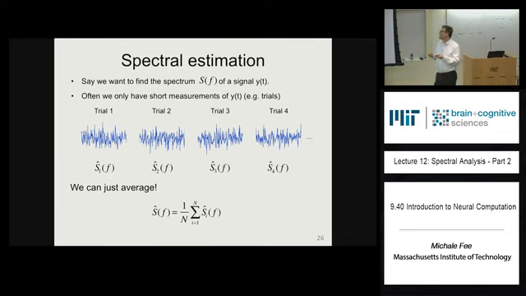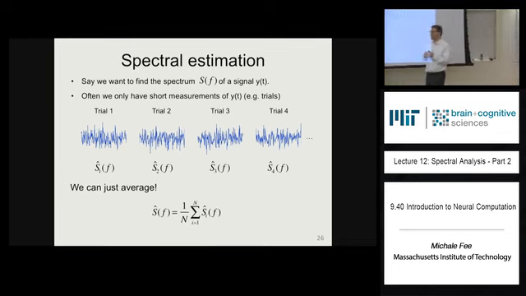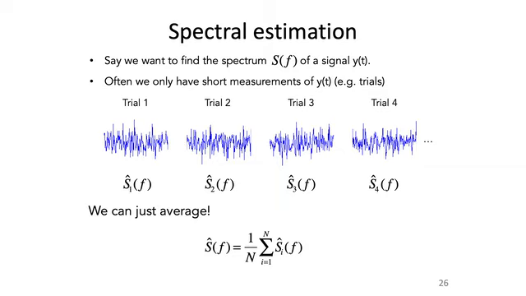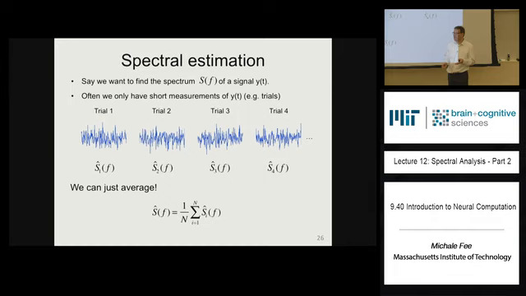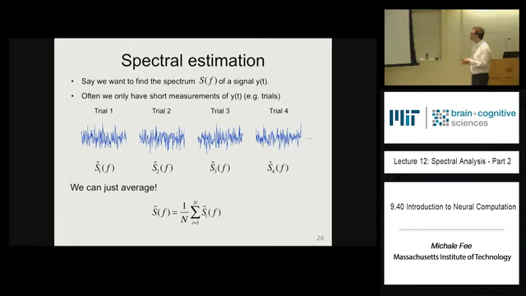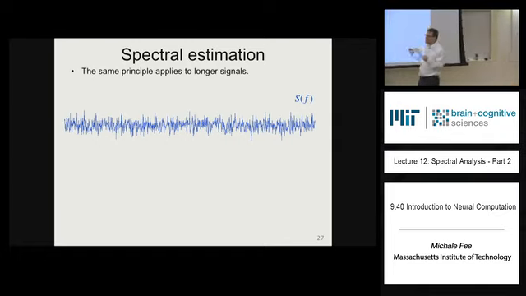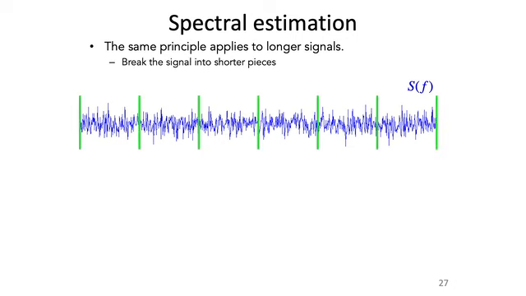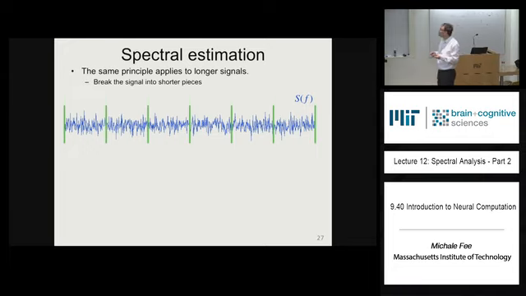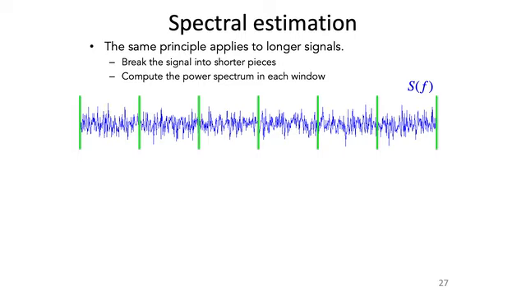Okay? It's like if you want to estimate the average height of a population of people, you randomly sample, you take a bunch of different measurements, and you average them together. That's all we're doing here. Okay? Okay, now you can apply that same principle to long signals. What you do is you just take that signal and you break it into short pieces. And you compute the power spectrum in each one of those windows, and again, you average them together.